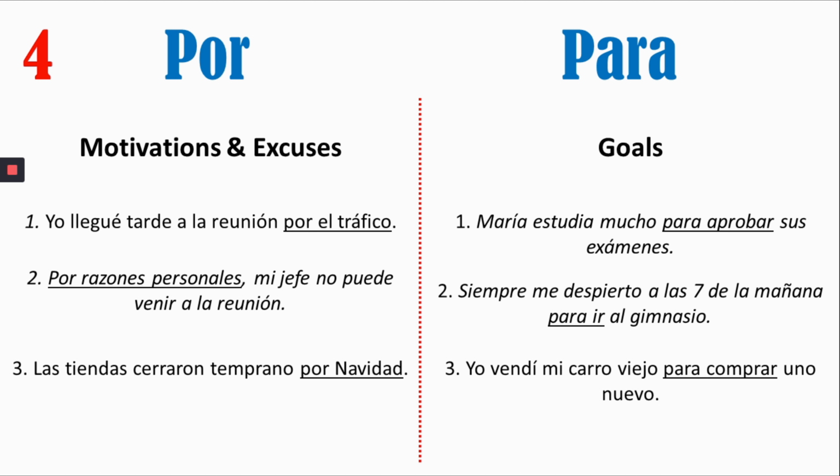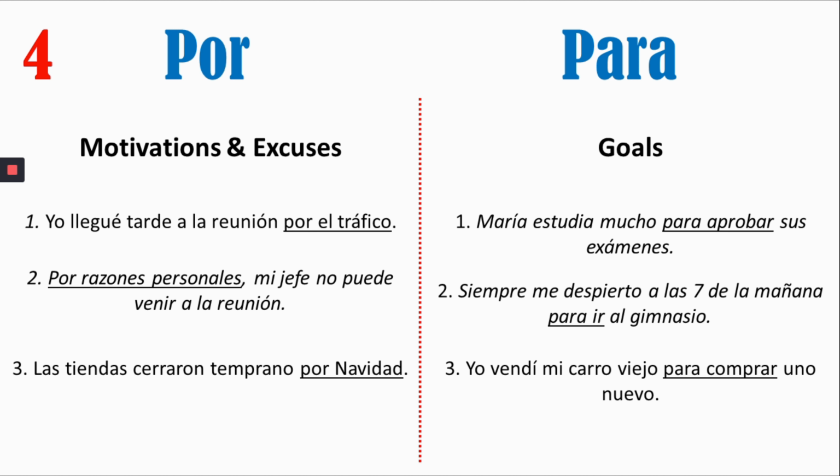On the other hand, para is going to be used to describe goals. For example, número 1. María estudia mucho para aprobar sus exámenes. Look at aprobar here, to approve. It's in infinitive. So the goal here is aprobar sus exámenes. That's why María estudia mucho. Okay? In that case, when we introduce the goal, we will use para.